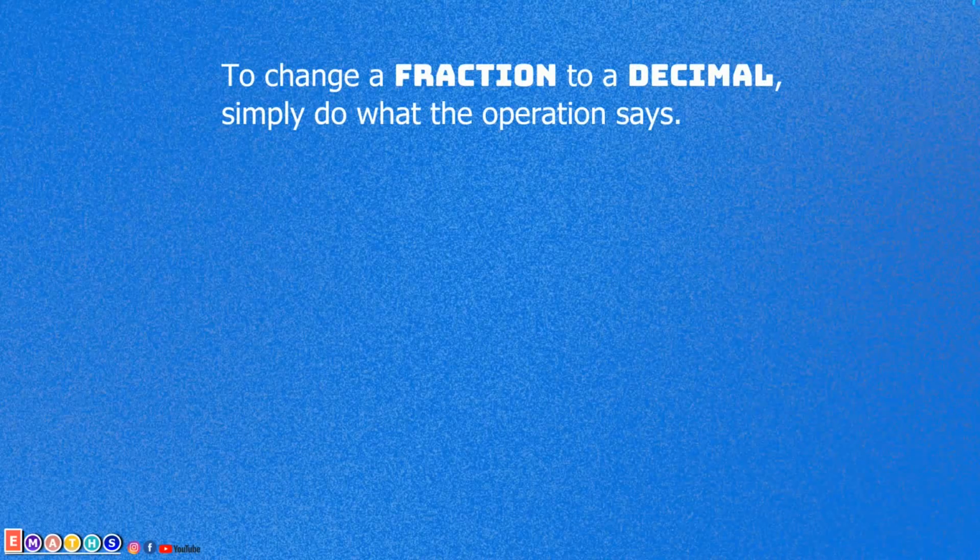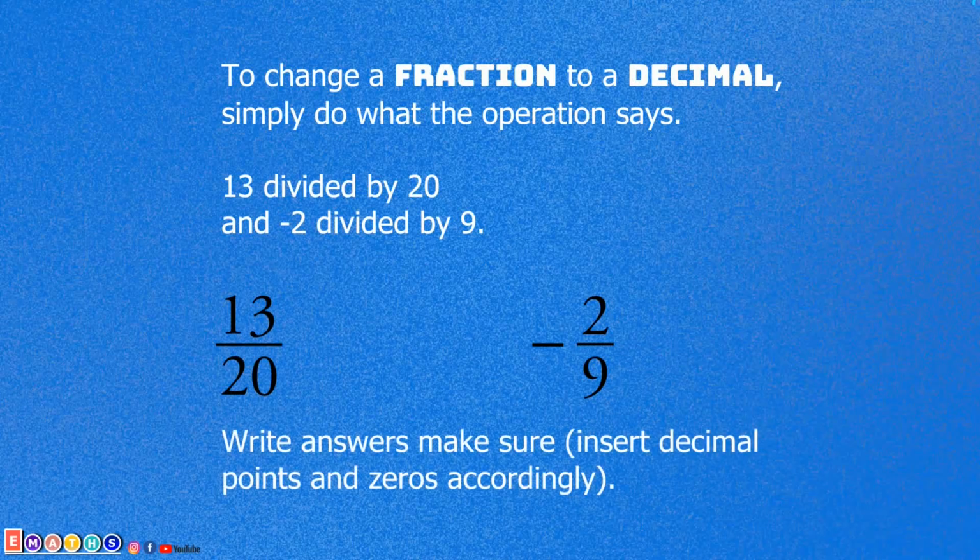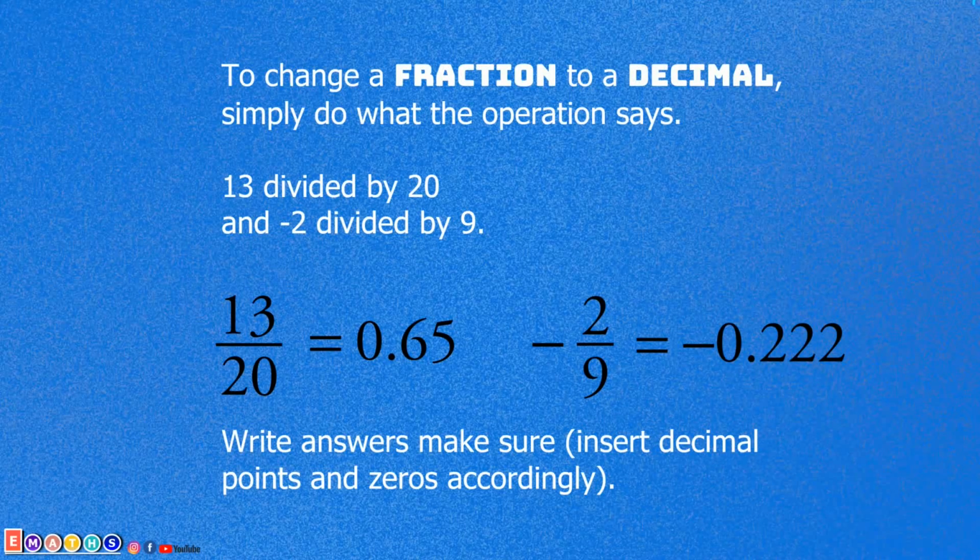To change a fraction to a decimal, simply do what the operation says. Example, we can just use a calculator and just punch the numbers in and see what the answers are. Here simply we punch in a calculator 13 divided by 20 minus 2 divided by 9, and we simply get the answers. And that's how you use a calculator to convert fractions to decimals.